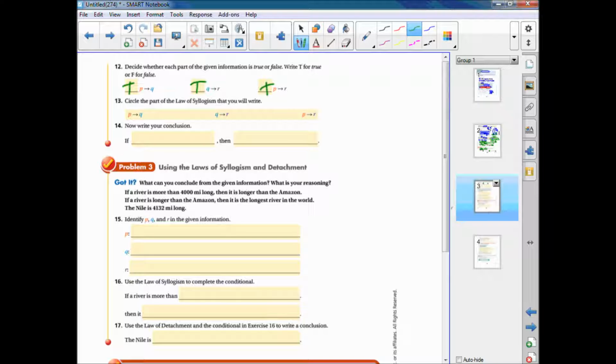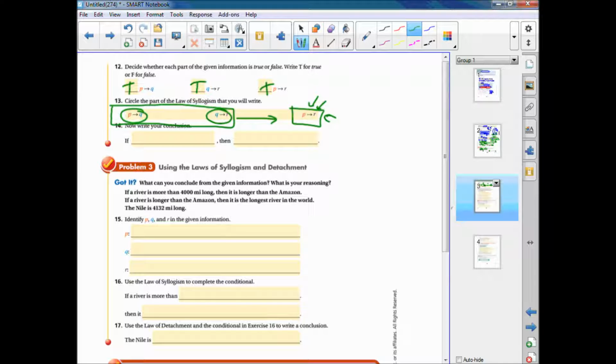Circle the parts of the law of syllogism you will write. Okay, so P implies Q, and Q implies R. This is our given, and we could deduce P implies R. So this is the part that we would write.